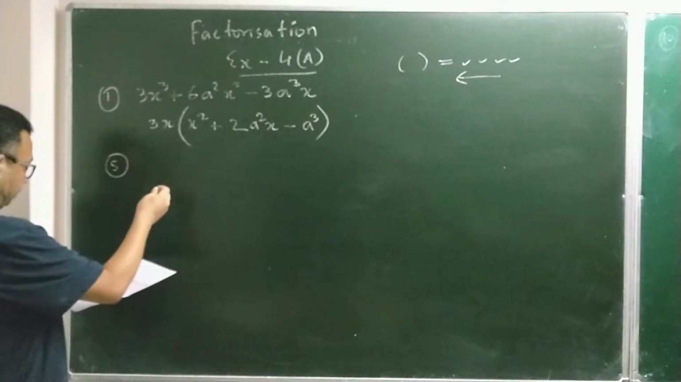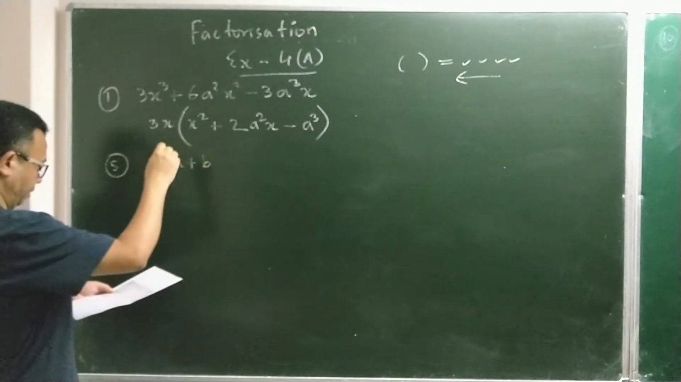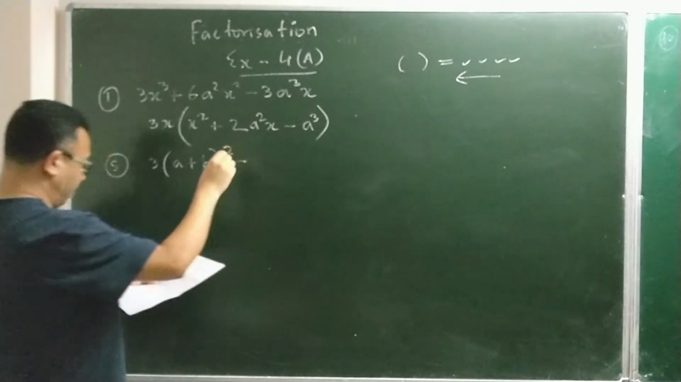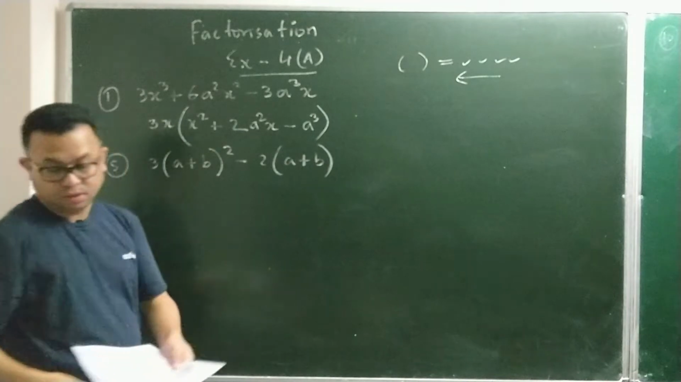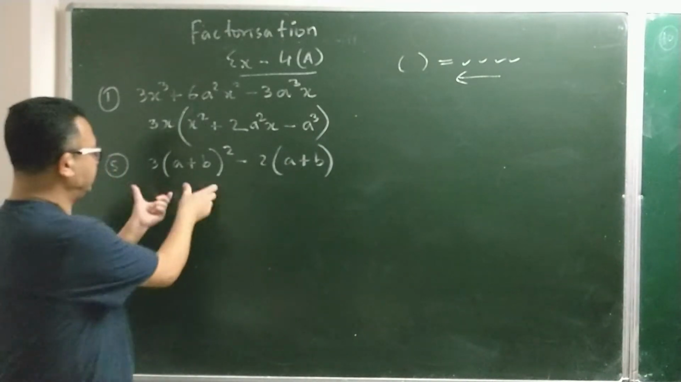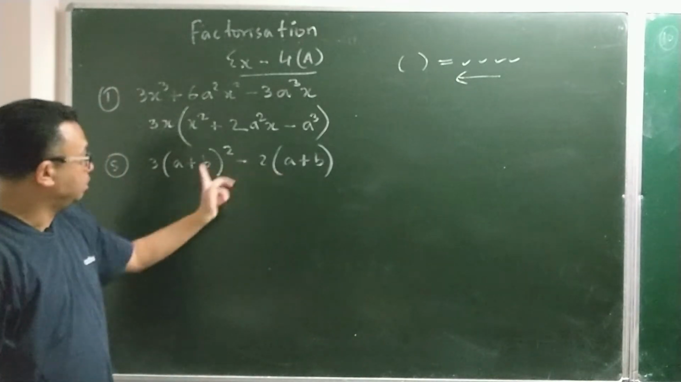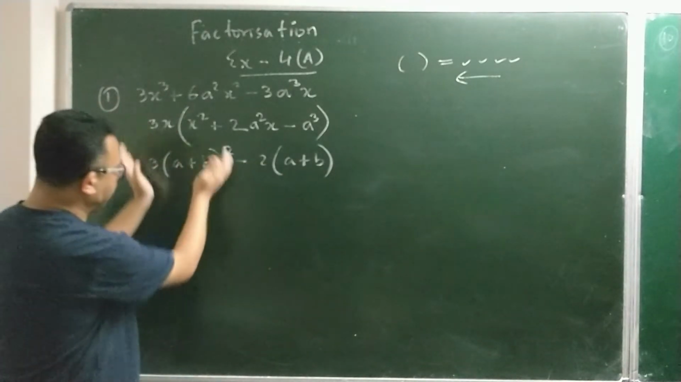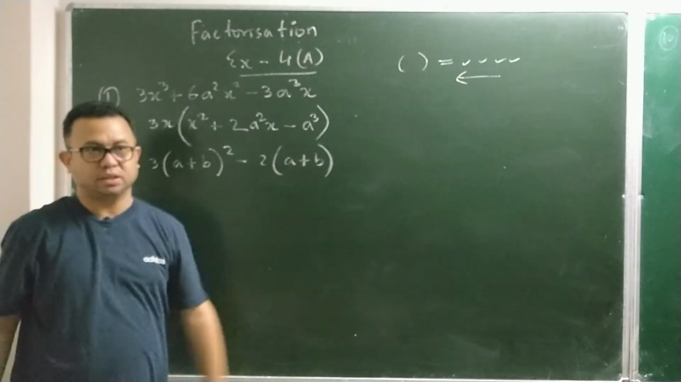Yeah, a little different that I am seeing is here: 3(a plus b) whole square minus 2(a plus b). Now if you are looking at common factor here between this and this, I am saying this because this 3 is multiplying with this and 2 is multiplying with that. Now don't say a is common, b is common separately, because a and b are together inside the bracket, so you have to take them as a single term. This also is a single term.